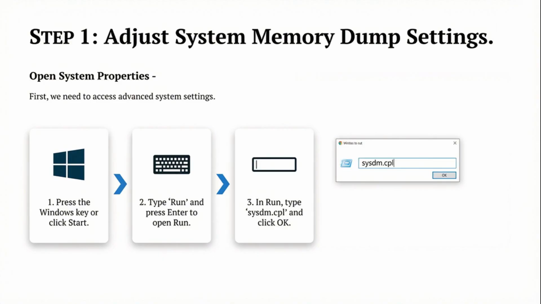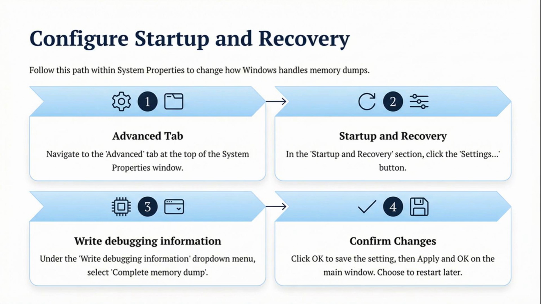Our first step is to adjust the system memory dump settings. Begin by accessing Advanced System Settings through the Windows key and Run command. Next, configure Startup and Recovery settings. Navigate to the Advanced tab, select Startup and Recovery, and adjust the memory dump settings to Complete Memory Dump.